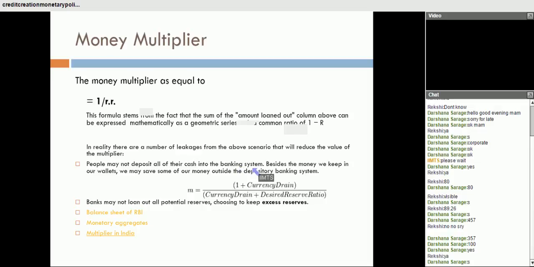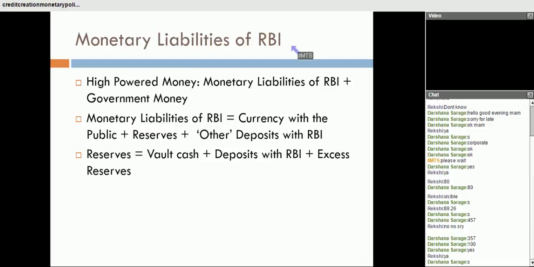So, people may not deposit all their cash into the banking system. Besides the money we keep in our wallets, we may save some of our money outside the depository banking system. Yes, sometimes we keep some amount of cash in our home also at times. And sometimes we invest in different things apart from banks. So, what is that? The formula is 1 plus currency drain upon currency drain plus desired reserve ratio. This is the formula for calculating the value of the money multiplier. Now let's see further.